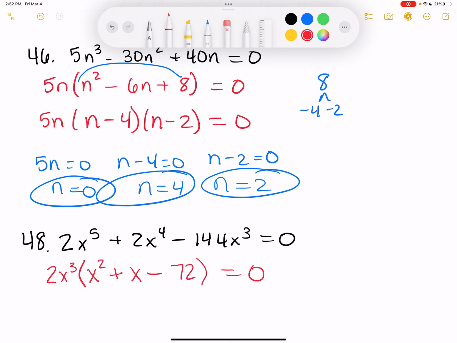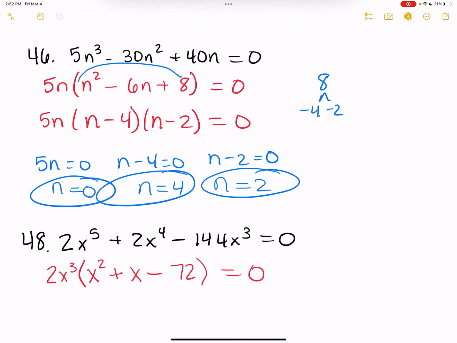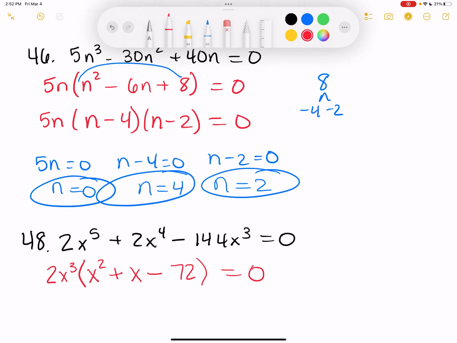Now what is this? Looks like 72. Is that a trinomial? Is it a perfect square? No, it's not. Arch method. Look at me. Factors of negative 72 that add up to give me positive 1.